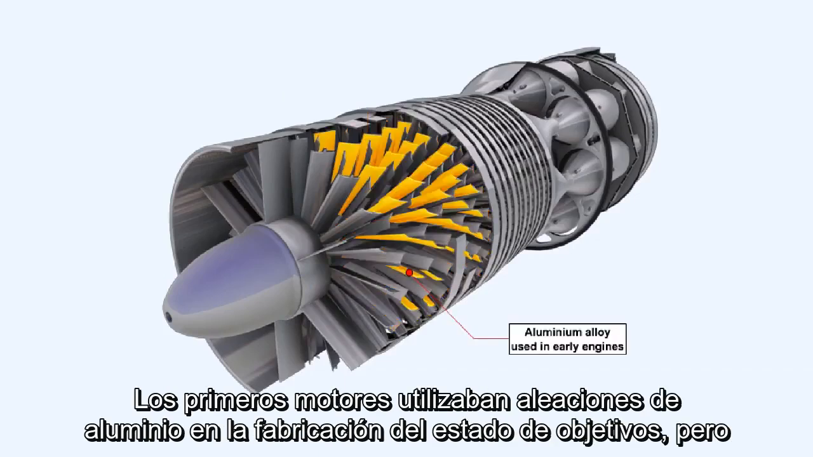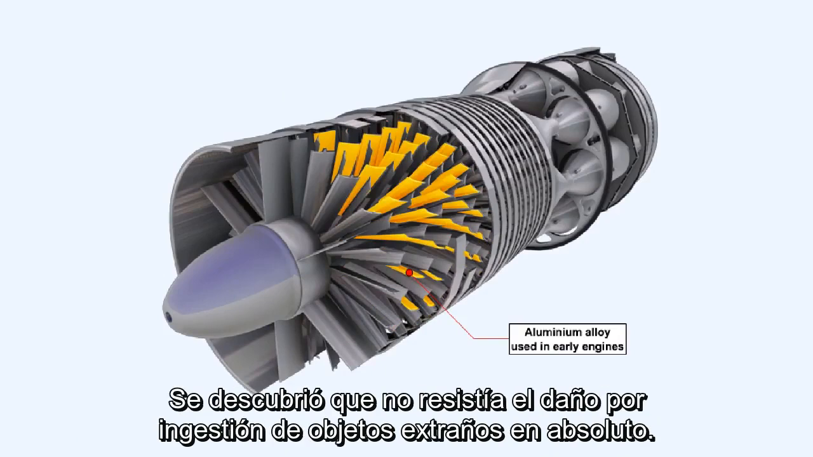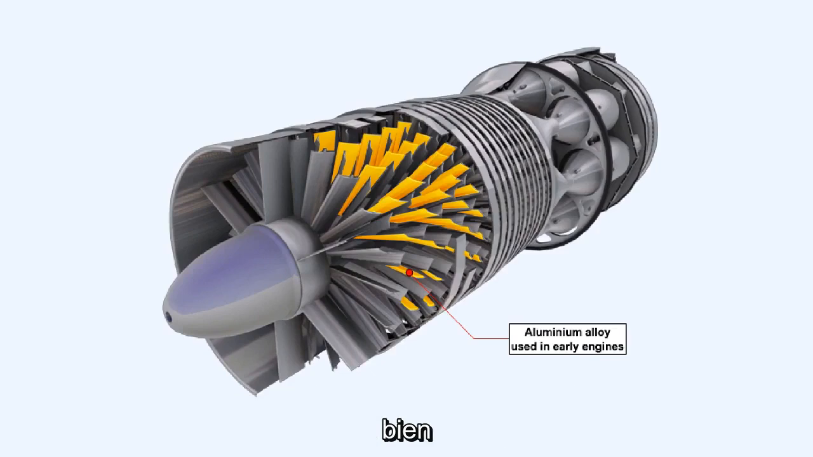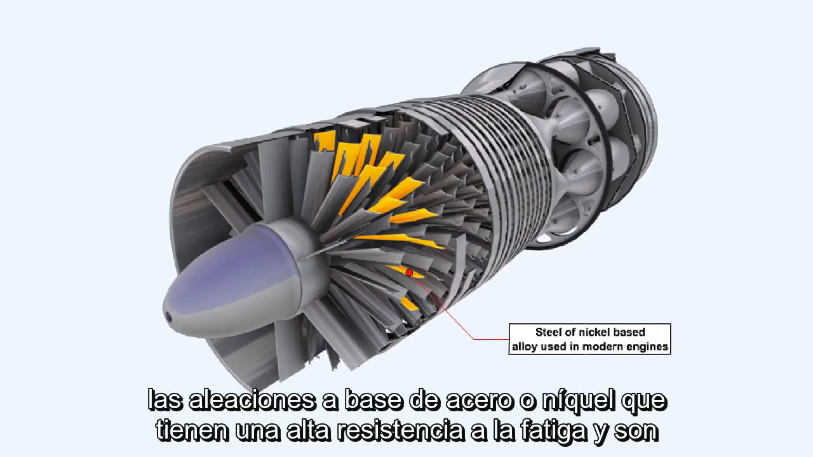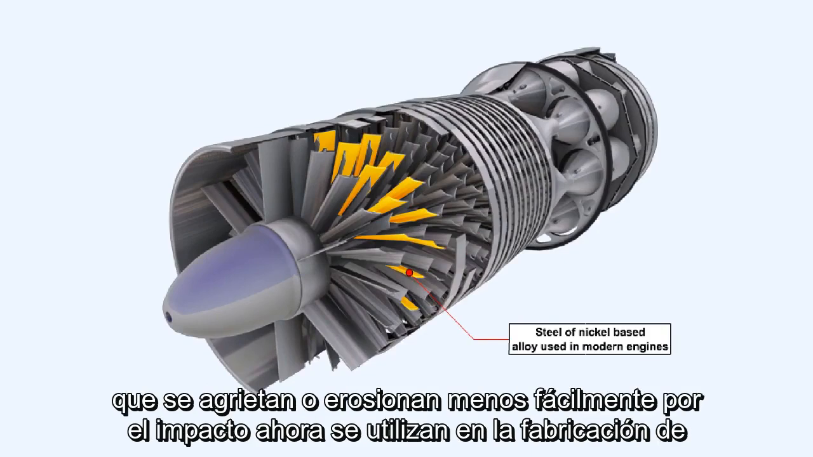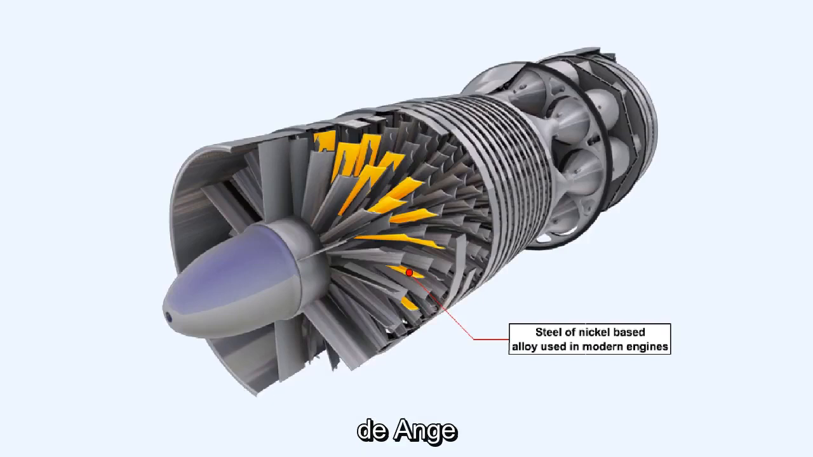Early engines used aluminium alloys in the manufacture of stator vanes, but it was found that it did not withstand foreign object ingestion damage at all well. Thus steel or nickel-based alloys, which have a high fatigue strength and are less easily cracked or eroded by impact, are now used in the manufacture of stator vanes.